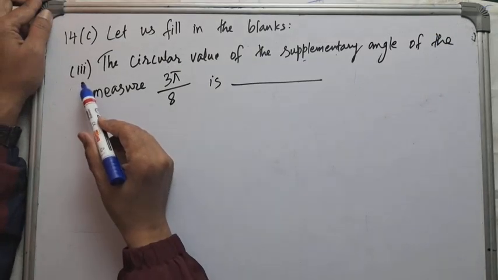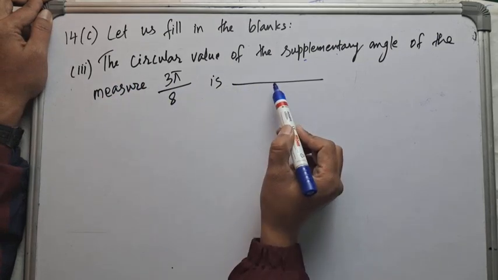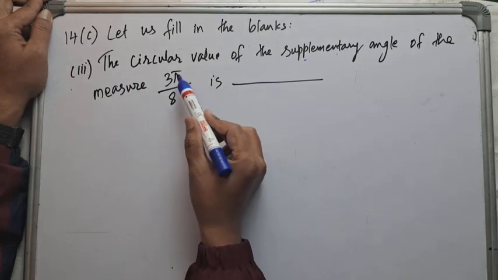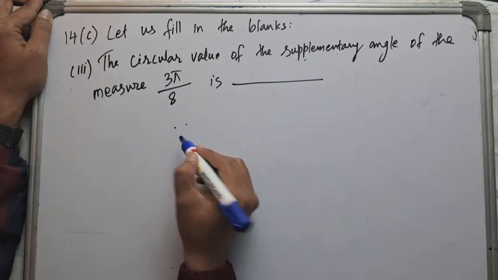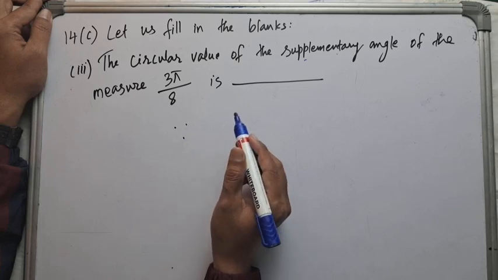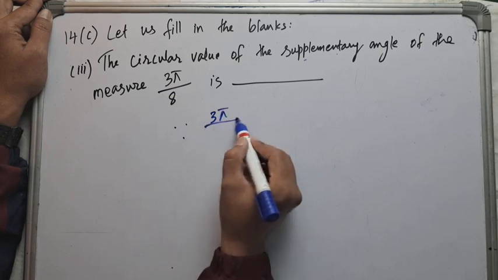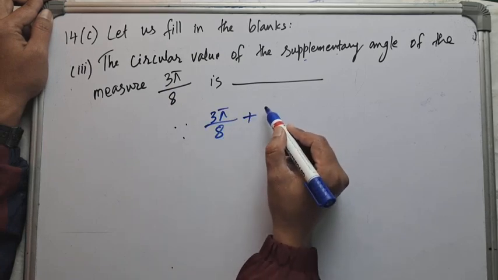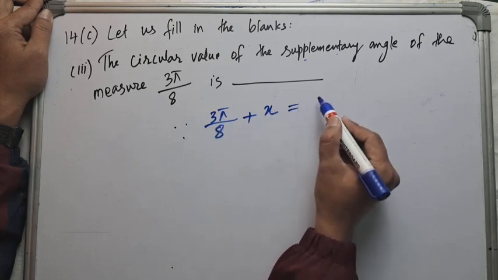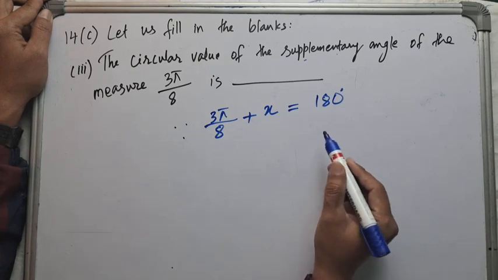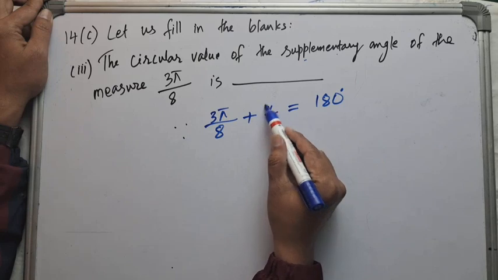Okay, question number 3 of 14C. The circular value of the supplementary angle of the measure 3 pi by 8 is dash. So we are asked to write the supplementary angle of 3 pi by 8 in circular measurement. Since we know that supplementary angle means the sum of two angles must give us 180 degrees, isn't it? So one angle is 3 pi by 8 and another angle we don't know, so we write x. 3 pi by 8 plus x will give us 180 degrees. So let the unknown angle be x.